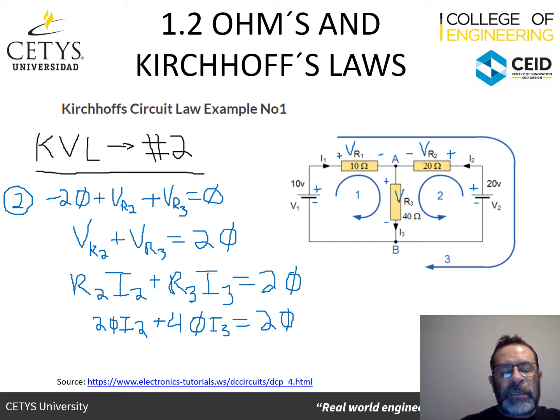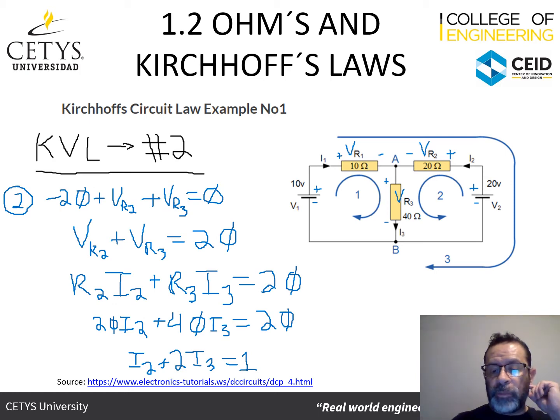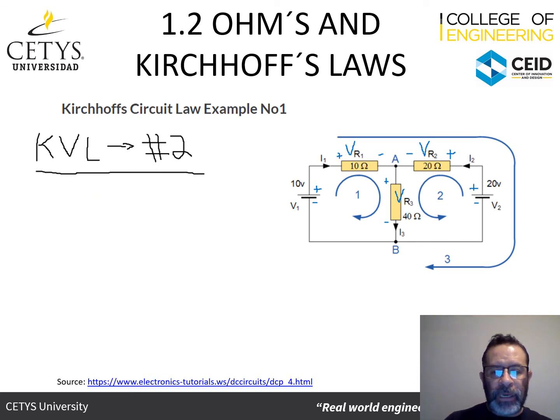And just to simplify this a bit more, we can divide everything by 20 and we're going to get I2 plus 2 times I3 is equal to 1. And that would be the equation for loop number 2. And so now for the last loop, which would be loop 3, we're going to do exactly the same thing. We're going to go through the loop. And so for loop 3, we are going to look at the voltages. And I'm going to start over here.